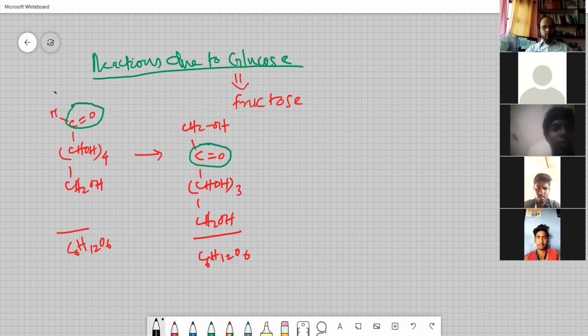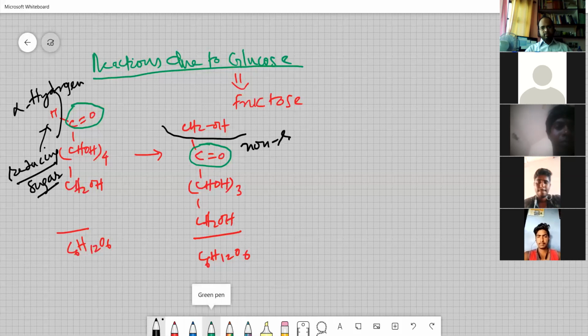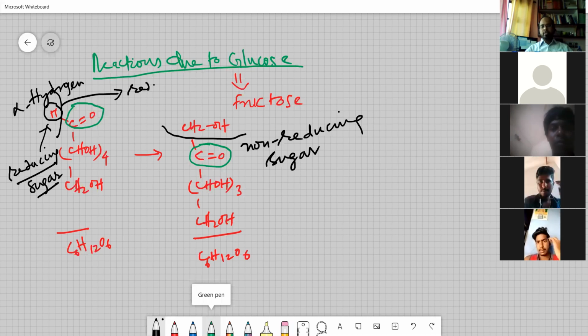You have this, we call it as alpha hydrogen. Here you have an entire methanol group present there. The alpha hydrogen, because of this, we call it as the reducing sugar. Remember this point. This is a reducing sugar. This is non-reducing sugar. The reason is this hydrogen atom is given off for the reaction, and therefore it reduces. Here you don't have that free hydrogen atoms. Therefore it's a non-reducing sugar.